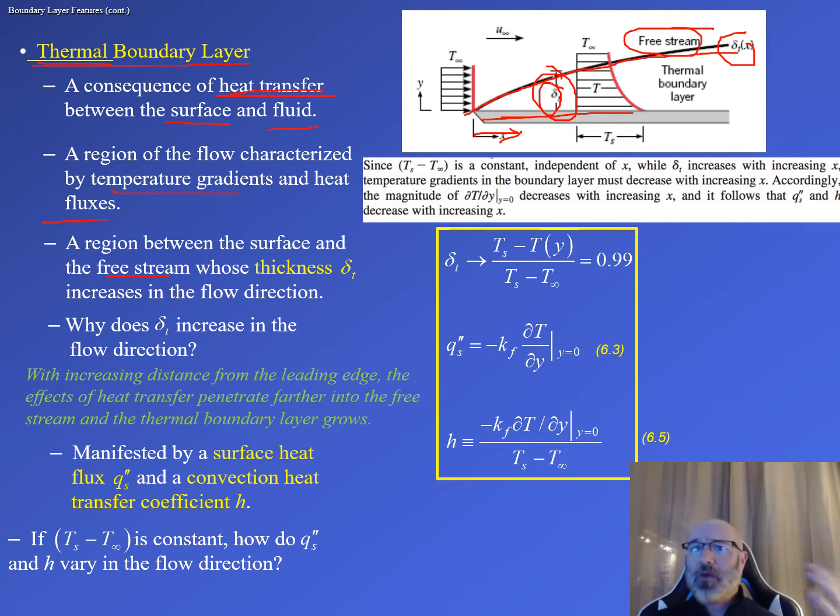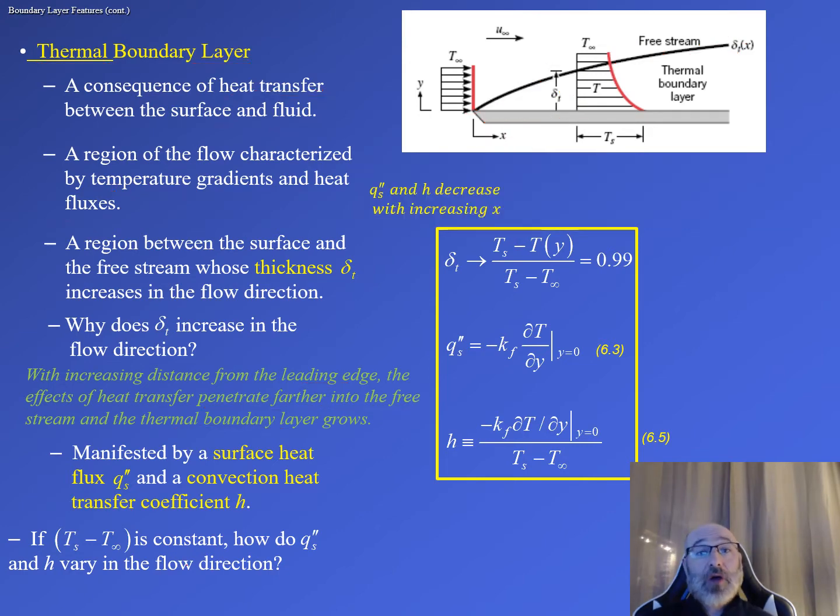So now the question is, why does delta t increase in our flow direction right here? Well, what we can think about here is with our increasing distance from that leading edge, the effects of our heat transfer are going to penetrate further into that free stream, and the boundary layer effects are going to grow. So our thermal boundary layer is going to grow as we go further along in our x direction.